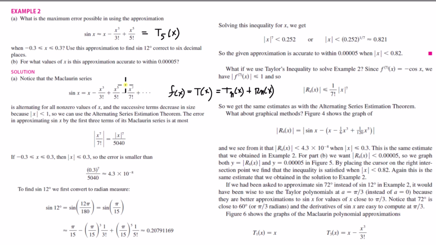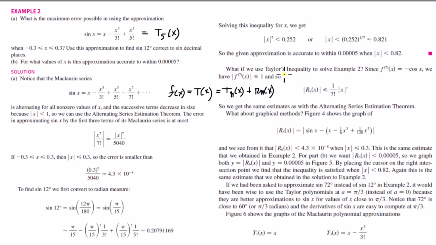It's the absolute value of the first non-zero term that you didn't use in the partial sum, the Taylor polynomial. That's what the error estimate is based on. And so we got that using the alternating series error estimation theorem, and then they wanted to compare.